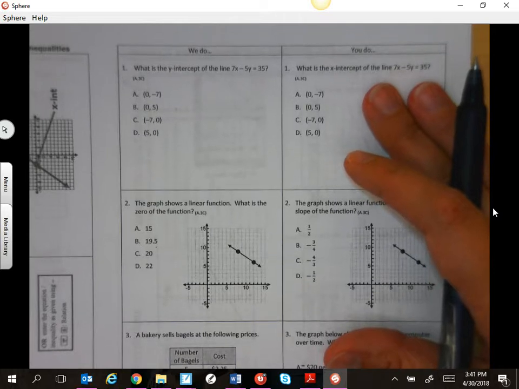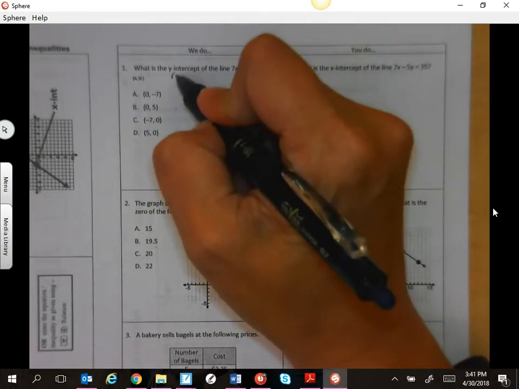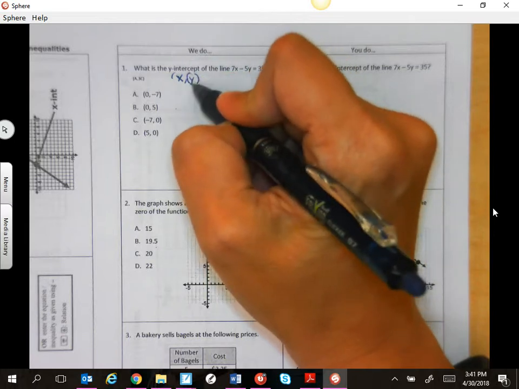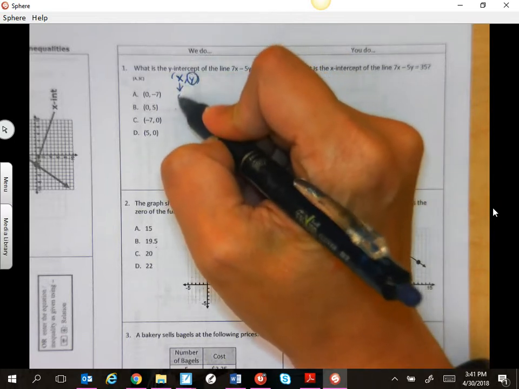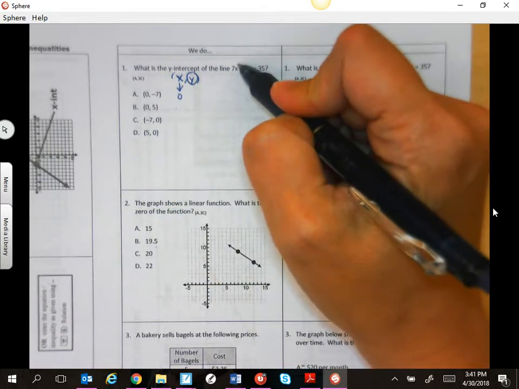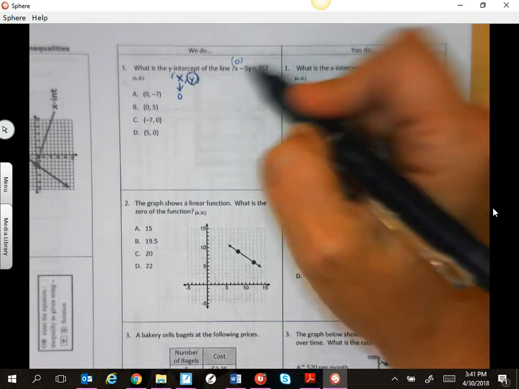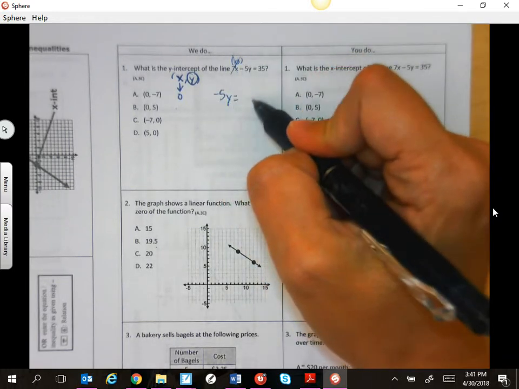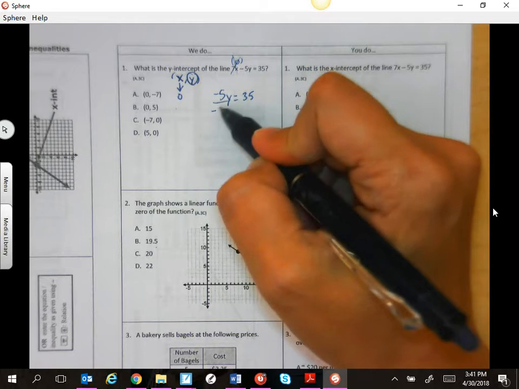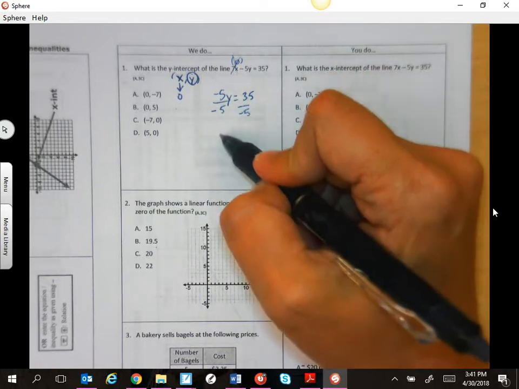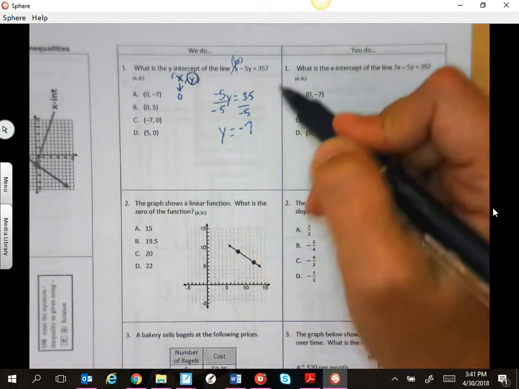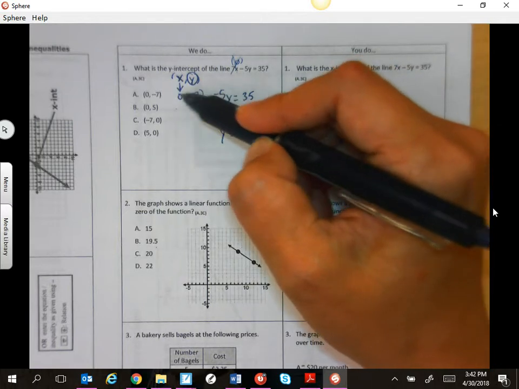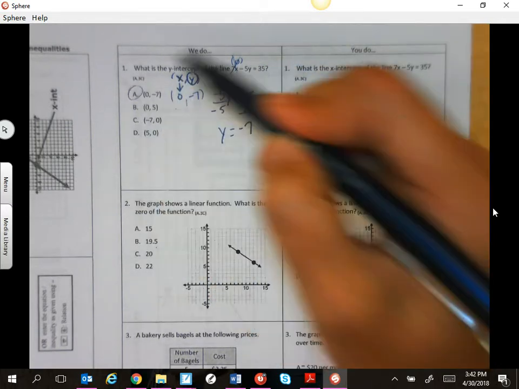So what is the y-intercept? Again, we have x, y. We want to know the y-intercept. That means x is 0. So we can just plug 0 in for x. Well, 7 times 0 is 0, so I have negative 5y equals 35, so I can divide by negative 5. Y is negative 7. So remember, again, it's x, y, so 0, negative 7, and it's going to be A.